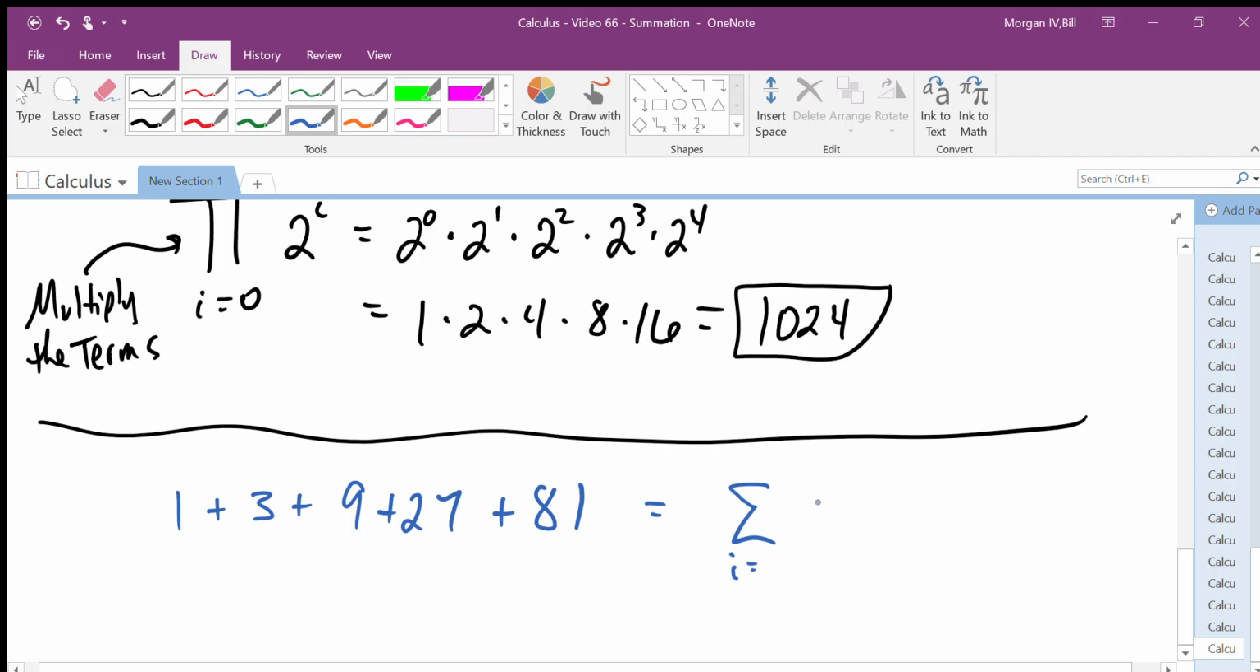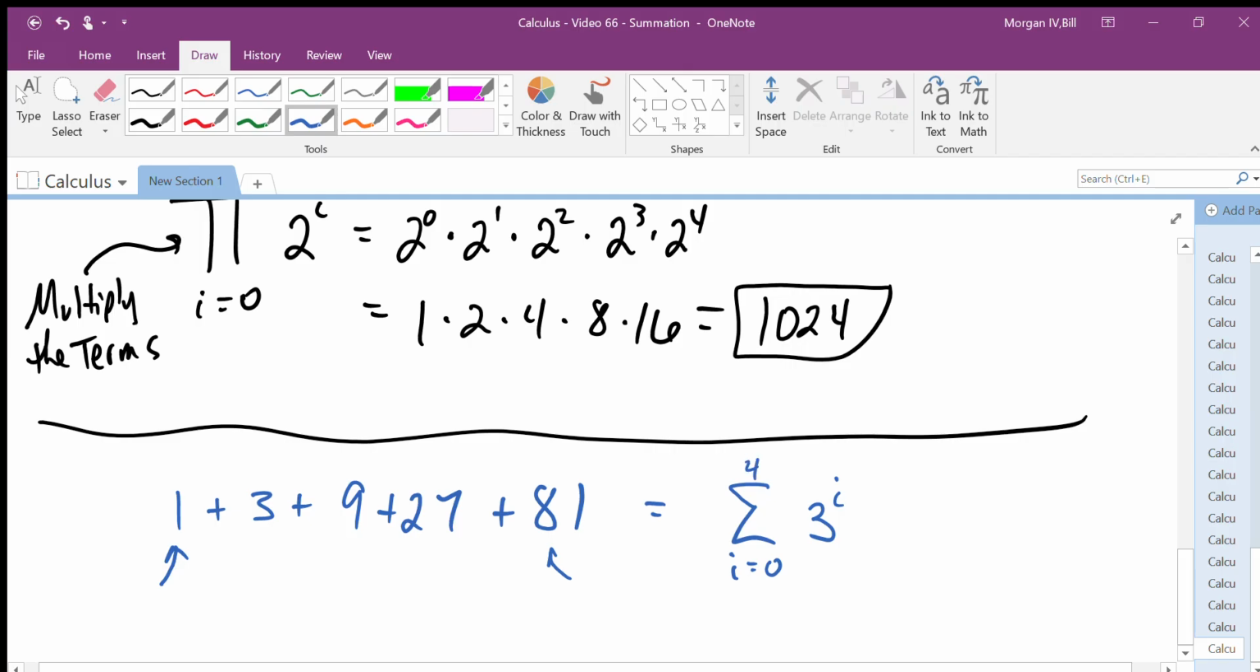But this, I'm thinking, is going to be 3 to the power of I. Each number is 3 times what the previous number was. And now, since I have that pattern, I want to make sure my starting number is right. What does I need to be so that my first number is 1? Well, anything to the 0 power is 1, so I needs to be 0. That will give me 3 to the 0 is 1. And my last number needs to be 81, so 3 to the 4th is 81.